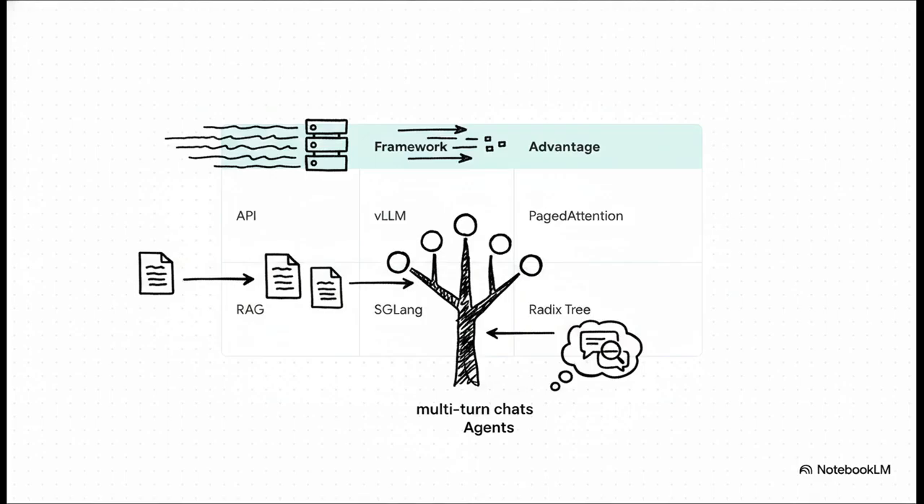But if your workload is heavily dominated by retrieval-augmented generation, RAG, or autonomous agents or multi-turn chats, then SGLang offers massive cost and speed advantages. And that's because its radix tree caching stops you from recalculating the exact same document prefixes over and over again.